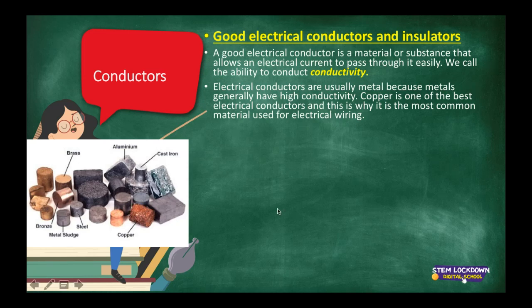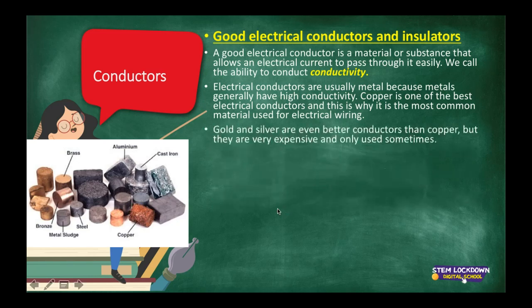All right. Now, gold and silver are even better conductors. We thought copper was the best, but gold and silver are even better conductors than copper. But they are very expensive and only used sometimes. I know for sure that my home is not wired with gold and silver. My entire home is wired in copper. I actually have never experienced or seen wiring that's been made by gold or silver.